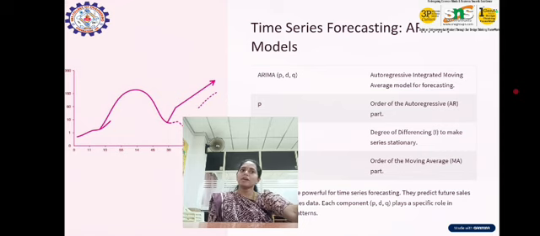To use ARIMA effectively, the time series should be stationary, meaning its mean and variance remain constant over time. If not, differencing is applied to stabilize the mean. The AR component captures the relationship between current and past values. The I component ensures stationarity, and the MA component addresses the error terms. ARIMA is widely used for forecasting in economics, business, and weather prediction.